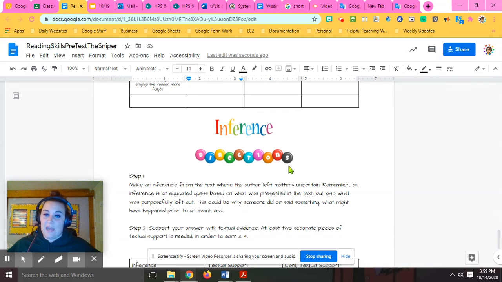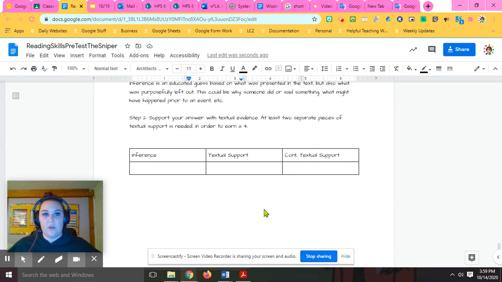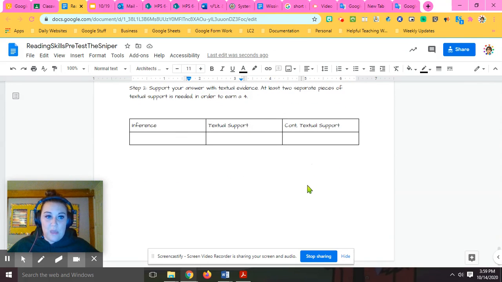Last, but certainly not least, is inference, where we're making those beautiful educated guesses. So you put your inference here, what the educated guess was, and 2 pieces of textual evidence as to how you came up with that inference. Make sure that it's well supported.